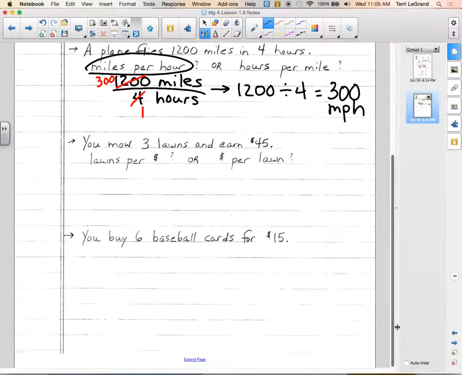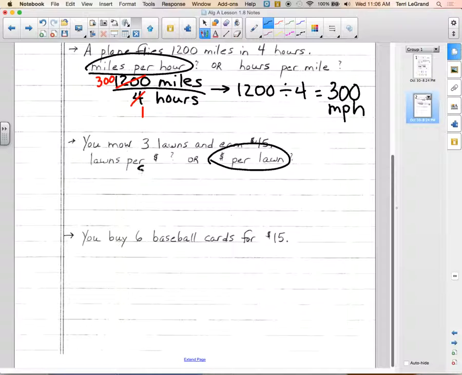Okay, let's look at our next one. You mow 3 lawns and you earn $45. Okay, we need to change that into a unit rate. Does it make more sense to say lawns per $1? Or does it make more sense to say dollars per 1 lawn? Dollars per 1 lawn. Yeah, that seems to make more sense, doesn't it? How much would you get paid for every lawn that you mow? Not how many lawns you gotta mow for $1. That makes more sense to say it dollars per lawn.